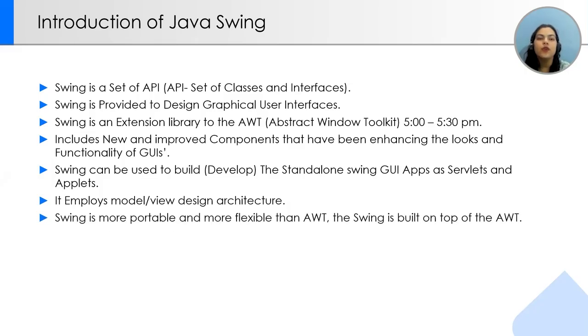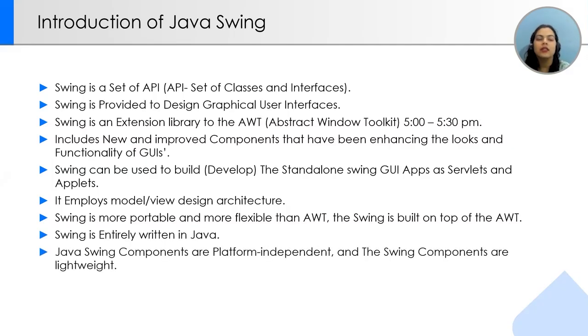Swing is also more portable and more flexible than AWT. Swing is built on top of AWT, that is, the Abstract Window Toolkit. Also, it is entirely written in Java. Java Swing components are platform independent. This is the most advanced feature in this particular API.